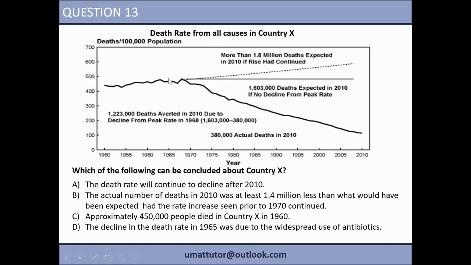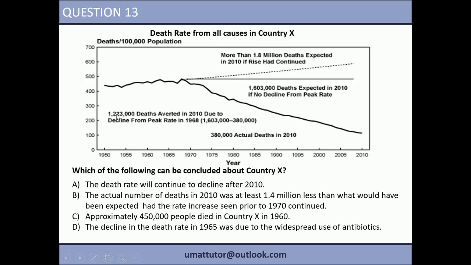Fortunately, we can see that there actually was a big drop-off here, as shown by the line graph. And in 2010, the actual number of deaths, as shown by this comment, is 380,000. So as is given by the comment above, the difference between the actual number of deaths in 2010 and the number that would have been expected had the rate remained constant from about this point here in 1970 is that difference between 1.6 million and 380,000, so about 1.2 million.